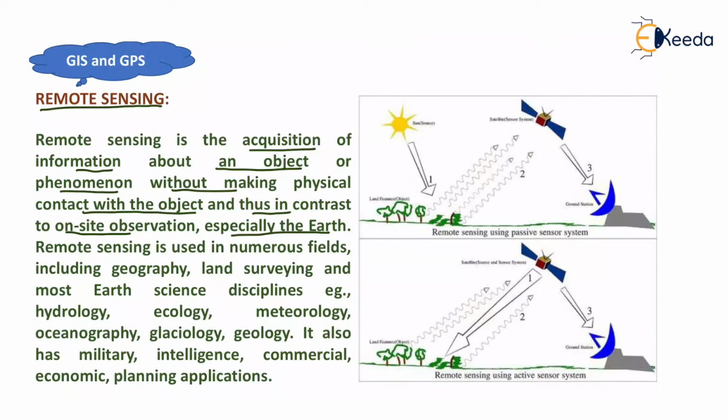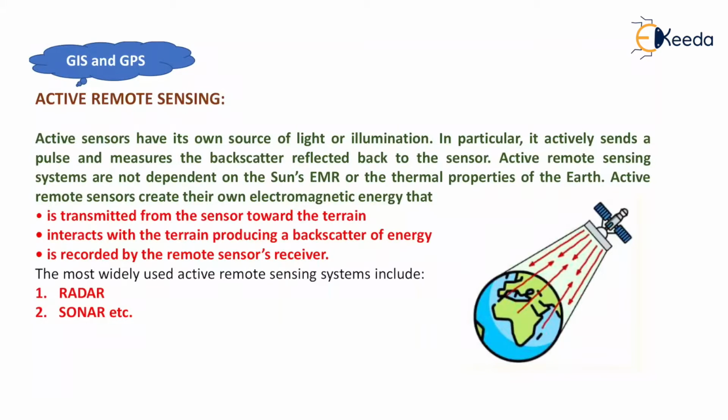Now, remote sensing is used in numerous fields including geography, land surveying, and most earth science disciplines. Example: hydrology, ecology, meteorology, oceanography, glaciology, geology, etc. It also has military, intelligence, commercial, economic planning applications. Now, in remote sensing system, we have two types of system, that is active remote sensing system and passive remote sensing system. Now, we will see one by one each and every type of remote sensing system in detail, starting with the active remote sensing system.